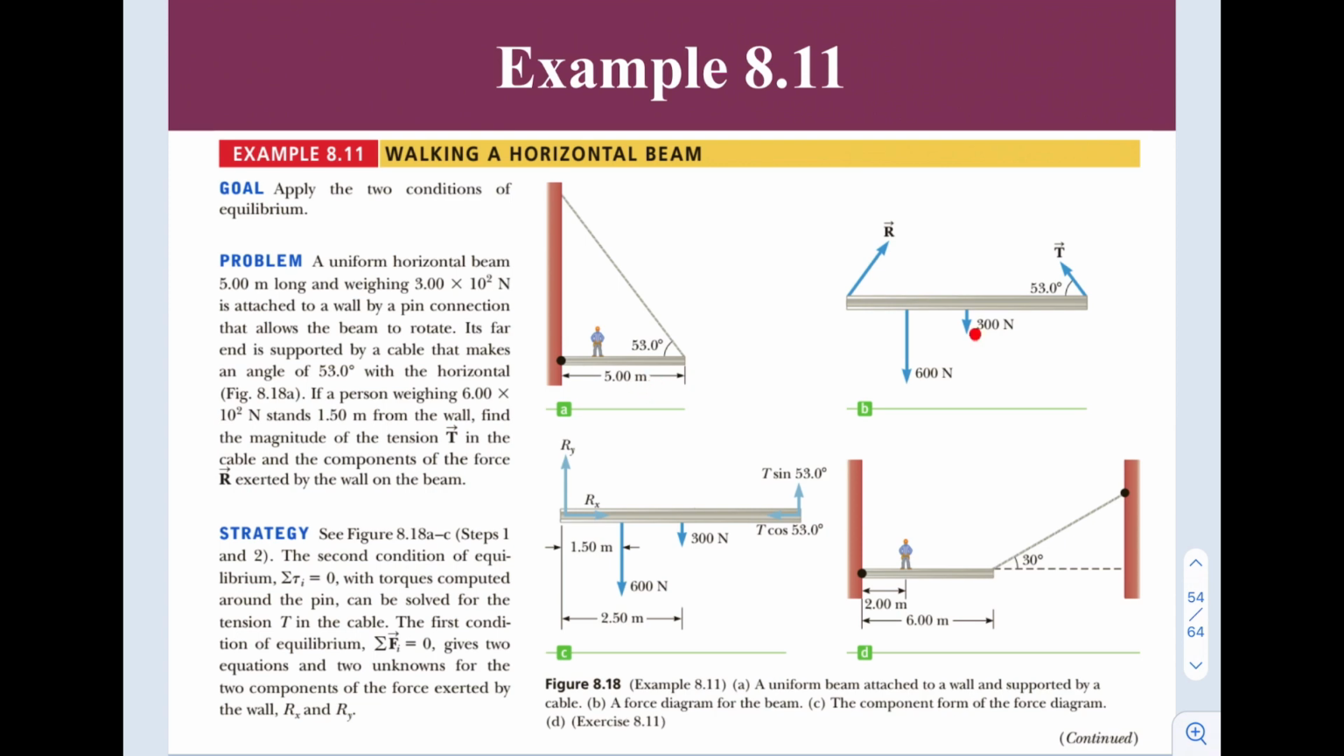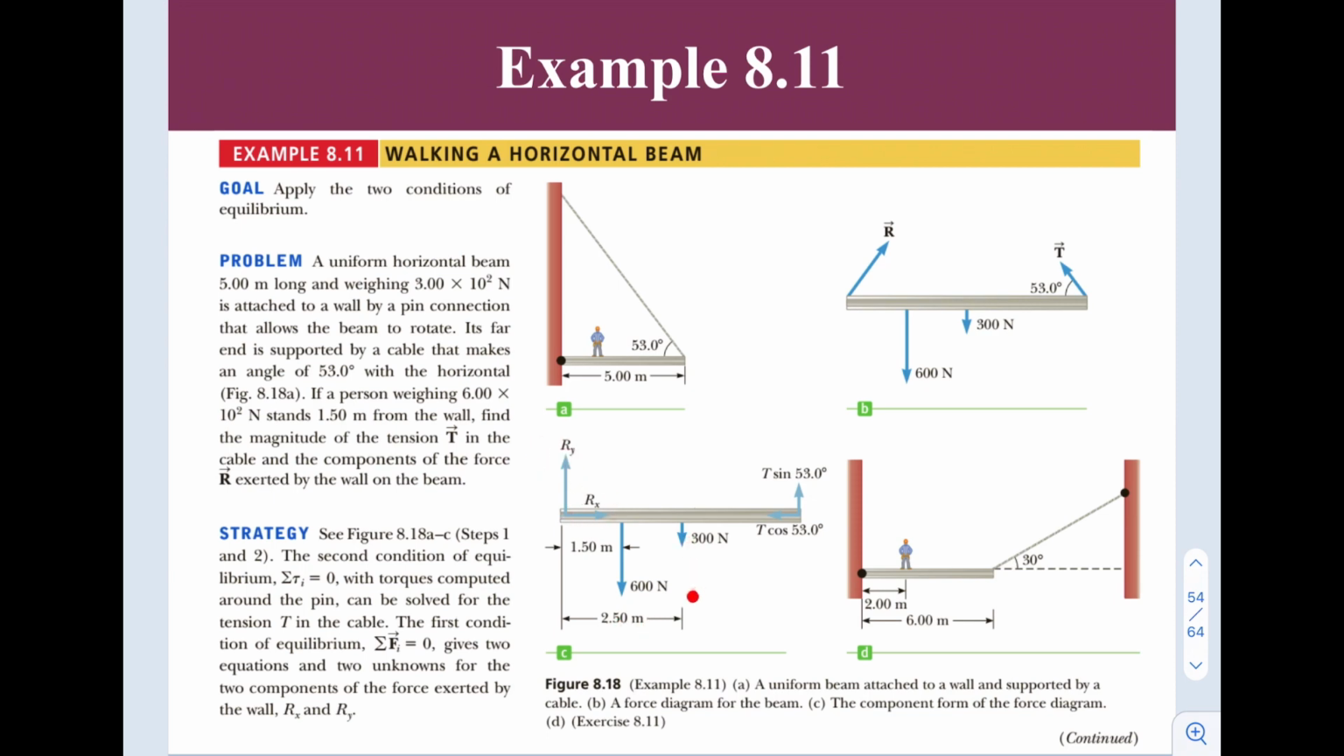Okay, so this is a physical diagram. Now we are going to convert it into a free body diagram. We have a reaction force, and this is just a lucky guess of its direction. We are going to split it into components later on. So we have the weight of the man, the weight of the beam itself, and also the tension at 53 degrees from the horizontal. Then for R, we put it in components Ry and Rx.